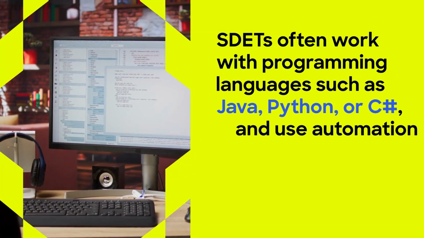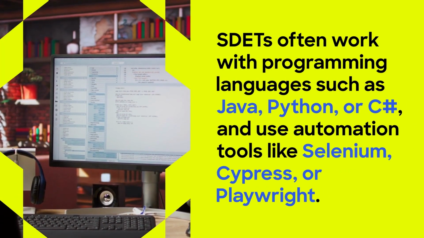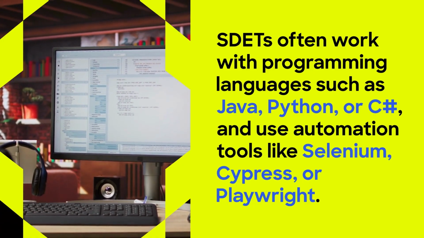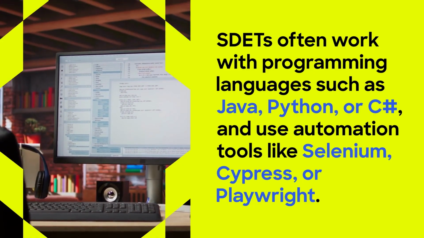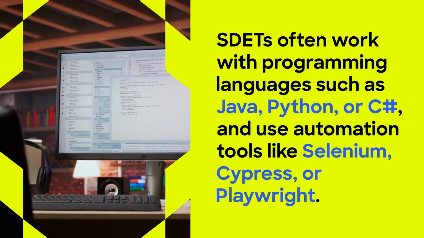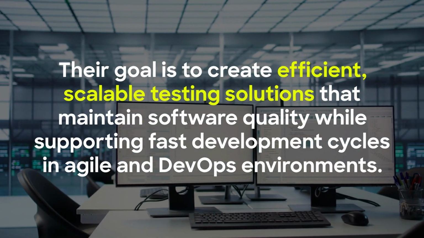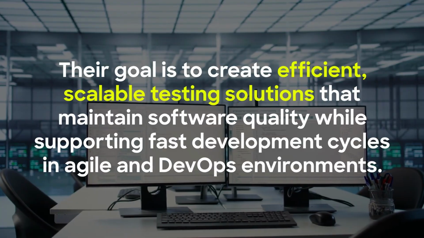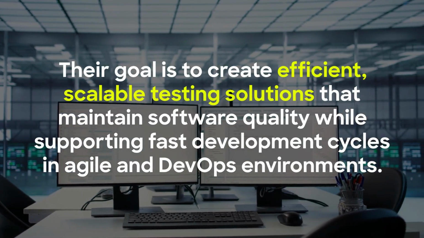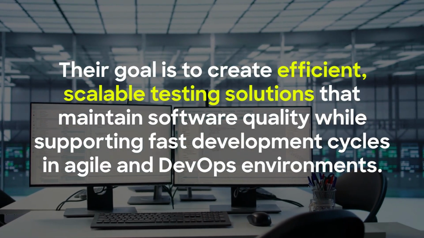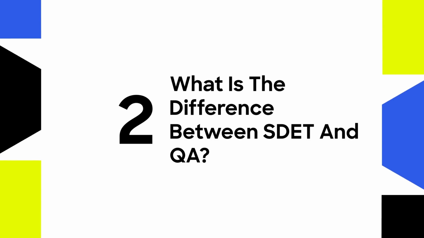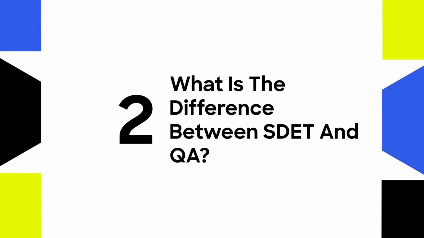SDETs often work with programming languages such as Java, Python, or C# and use automation tools like Selenium, Cypress, or Playwright. Their goal is to create efficient, scalable testing solutions that maintain software quality while supporting fast development cycles in Agile and DevOps environments. 2. What is the difference between SDET and QA?